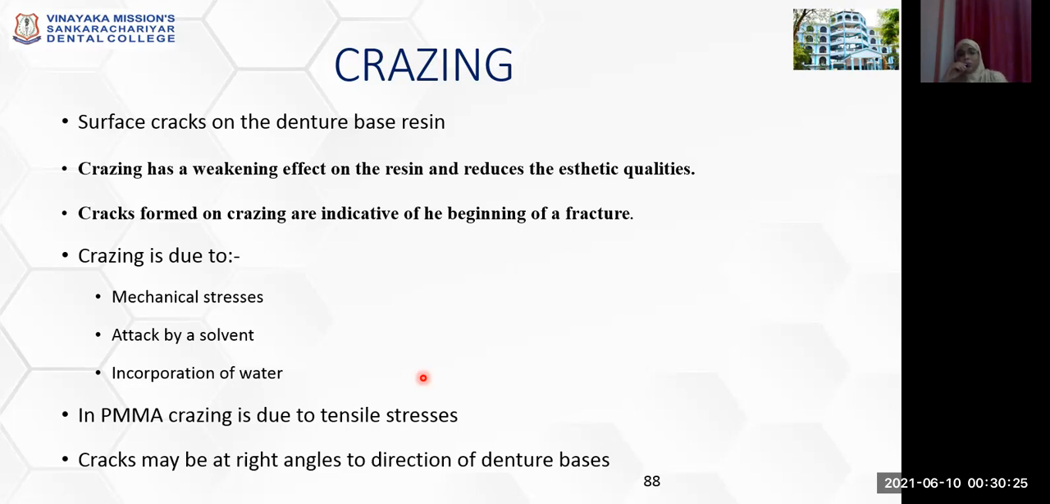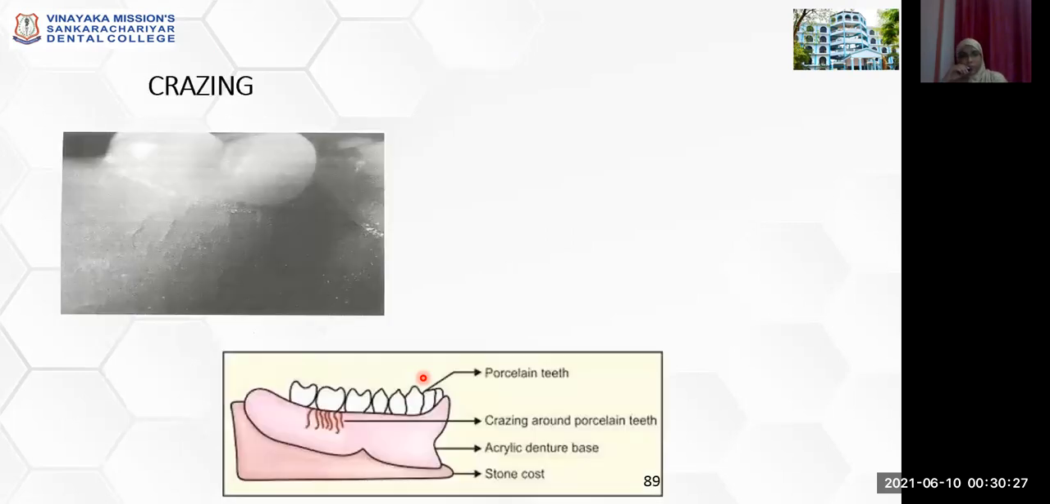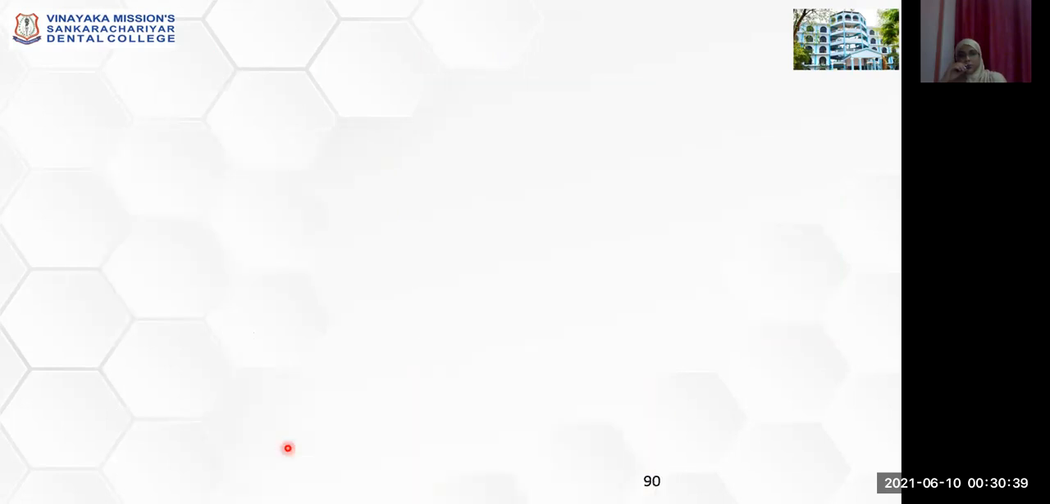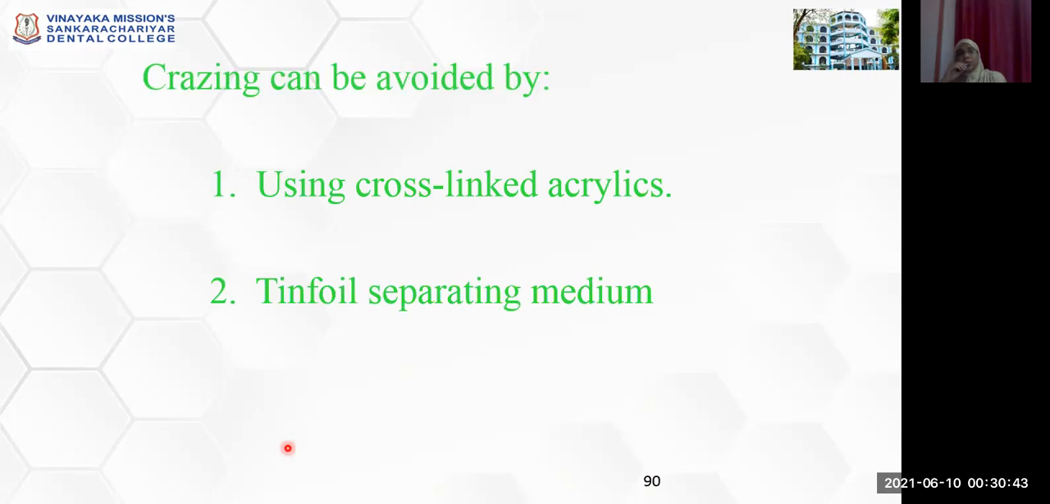In this figure you can see how crazing looks. You have porcelain teeth, you have the denture base, and you can see around the porcelain teeth you have crazing. So how can you avoid crazing? You have to use cross-linked acrylics containing glycol dimethacrylate. You have to use metal molds, and tin foil separating mediums also aid in preventing crack propagation.